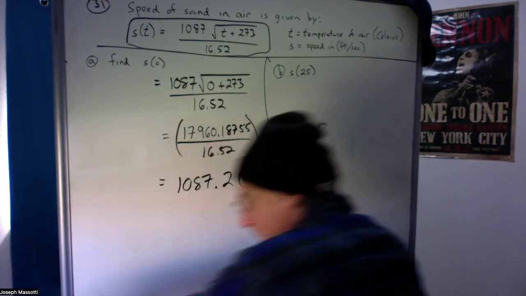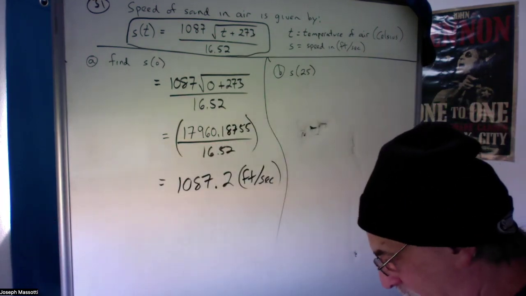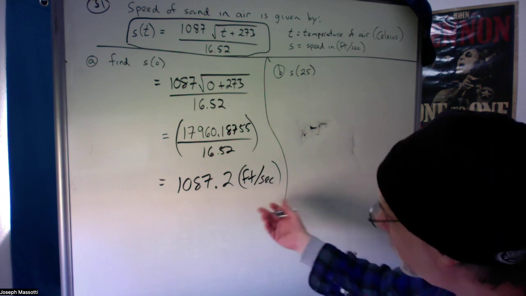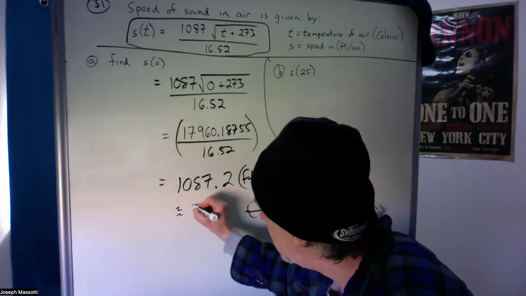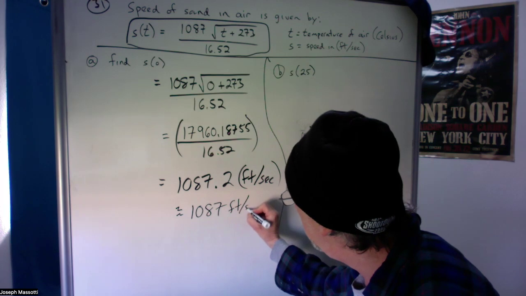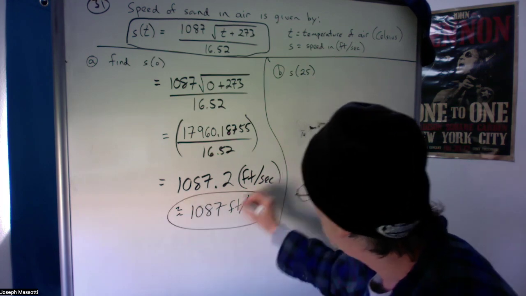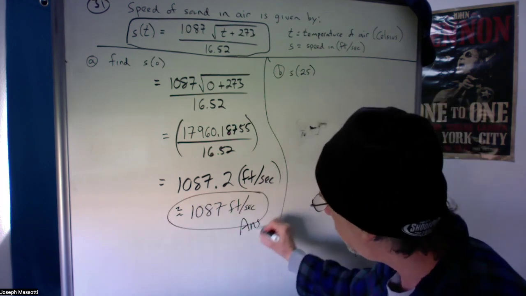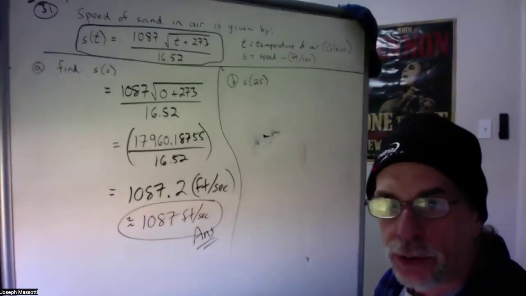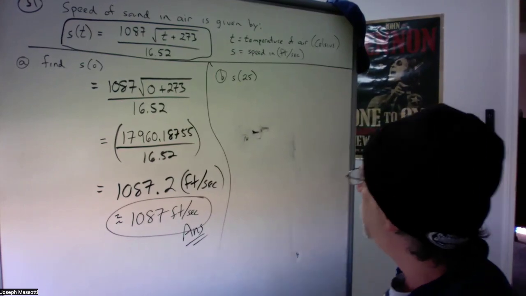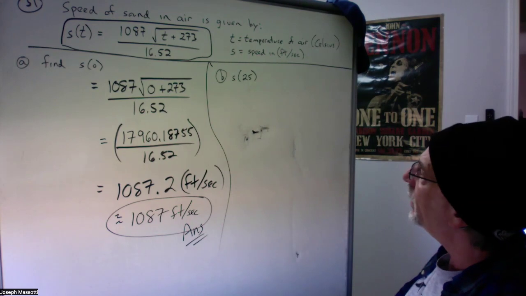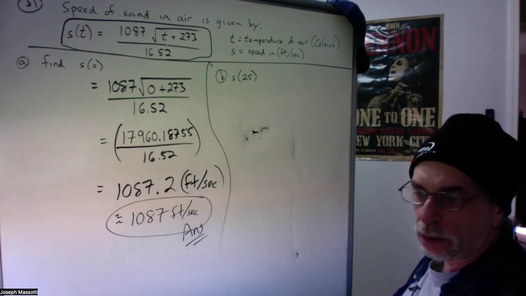And let's see exactly what it asked us to round to there. It was round to the nearest foot per second. So the nearest foot per second would be 1087 feet per second. So that's going to be your answer to 31A. All right, and 31B, we're just evaluating that function for 25 degrees Celsius, which is much warmer, right?